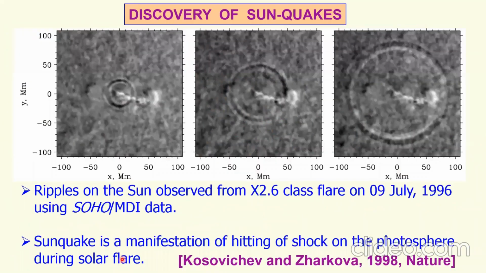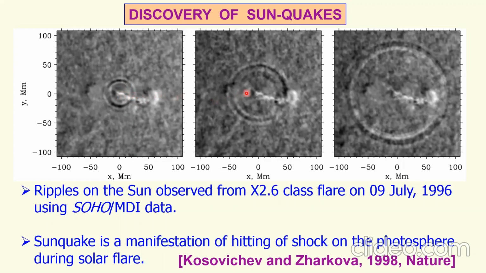But then, during one X2.6 class flare, which happened on 9 July 1996, it was Kosovichev and Zharkova who first discovered sun-quakes. In sun-quakes, one can see here, this is the Doppler image taken from MDI onboard SOHO. And one can see here the ripples. This is the site of the solar flare.